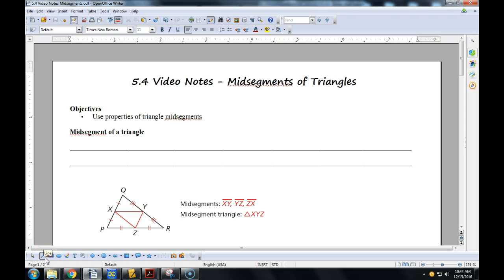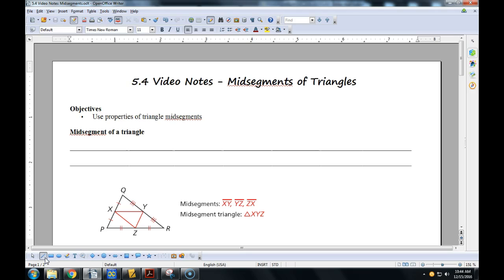All right, 5.4 video notes, midsegments of triangles. So the first three sections were all trying to find the different centers of triangles. We had circumcenters, incenters, orthocenters, centroids. So we were trying to figure out where a different center was for the triangle, depending on, did you want to be equal distance from the vertices? Did you want to be equal distance from the walls? Did you want to be the center of gravity?